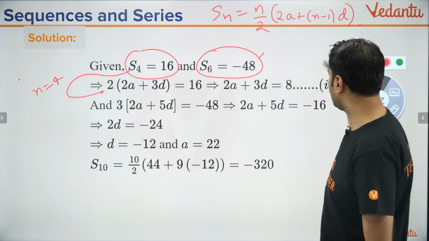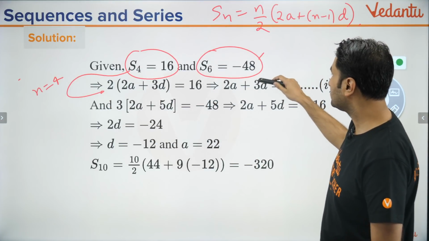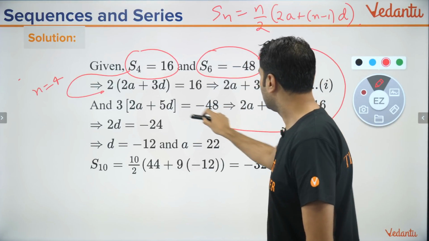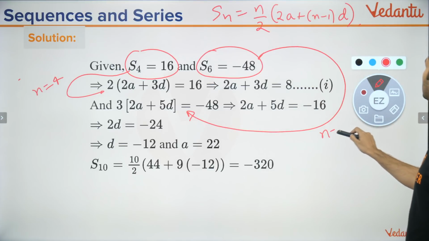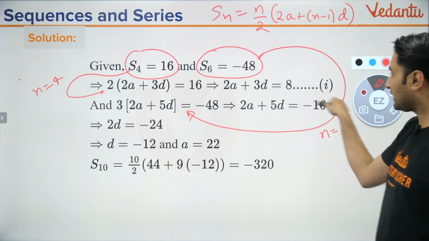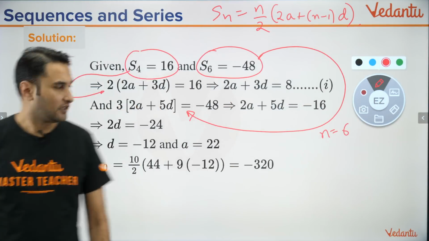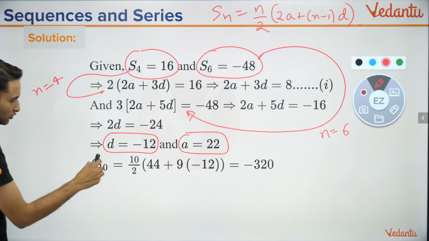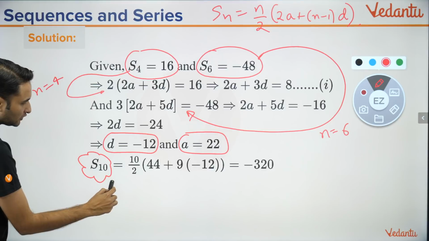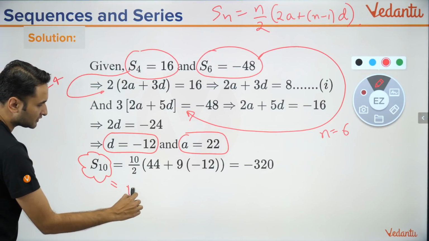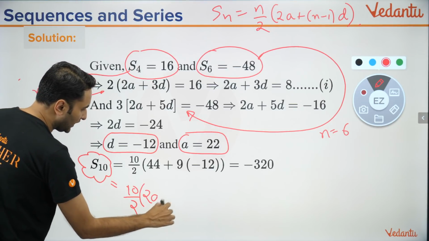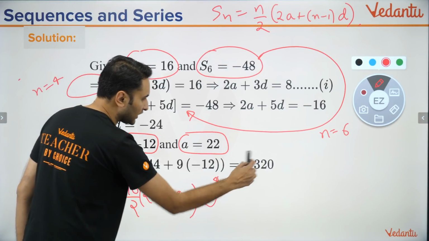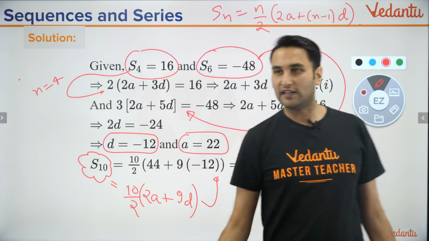And the other one is this. The second one is this. Here put n is equal to 6. So you will have 2 equations. If you solve them, you will get d and you will get a. The question was S10. S10, children, how much will it be? Number of terms by 2 times (2a plus n minus 1, that is 9d). Put the values, get -320. This is another method.